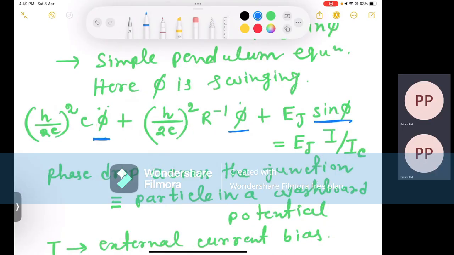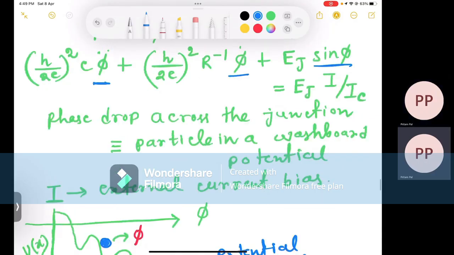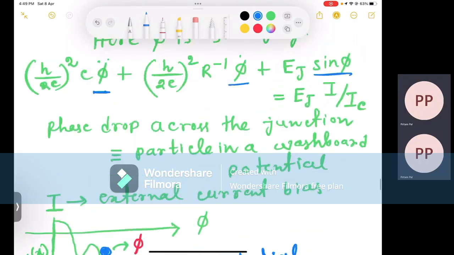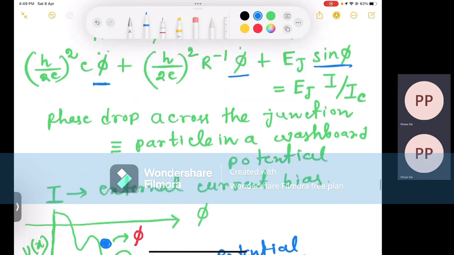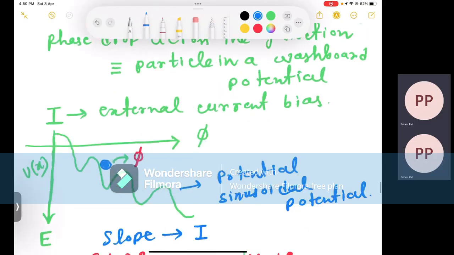So what is interesting over here? If you carefully look at the equation, you will find this is nothing but related to what we have for the simple pendulum. It's like a particle in a washboard potential, right? Here I is your external current bias, and the particle can be thought of as the phase, in analogy to that. There we consider it as theta, for the pendulum. It's the same thing.